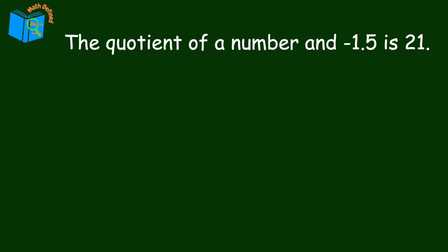All right, here's the last problem for today. The quotient of a number and -1.5 is 21. Let's tackle it together one more time and finish up strong. Let's break down the key words. Quotient represents division. A number will be represented by the variable n, and is means equals.